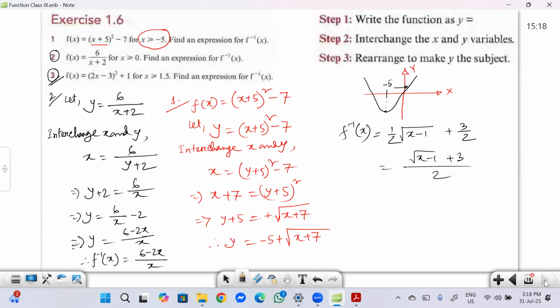I have a question. What are between modulus function? We will do that. It falls under another topic.